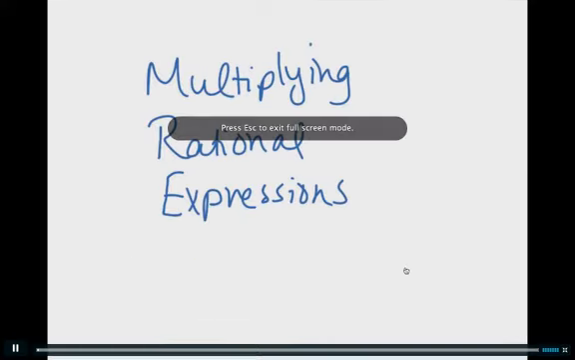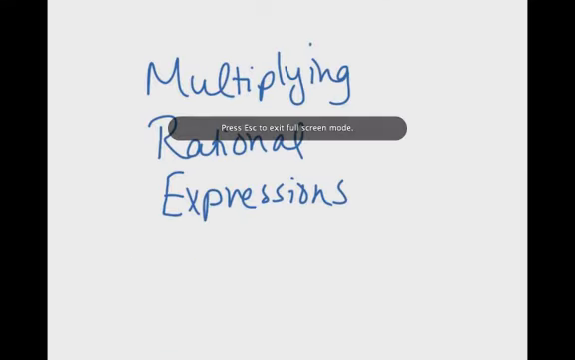Today we are going to look at multiplying rational expressions. Think back to when you first learned about fractions and adding, subtracting, multiplying, and dividing them. We're going to look at how we multiplied fractions. So let's take 12 over 5 times 10 over 3.